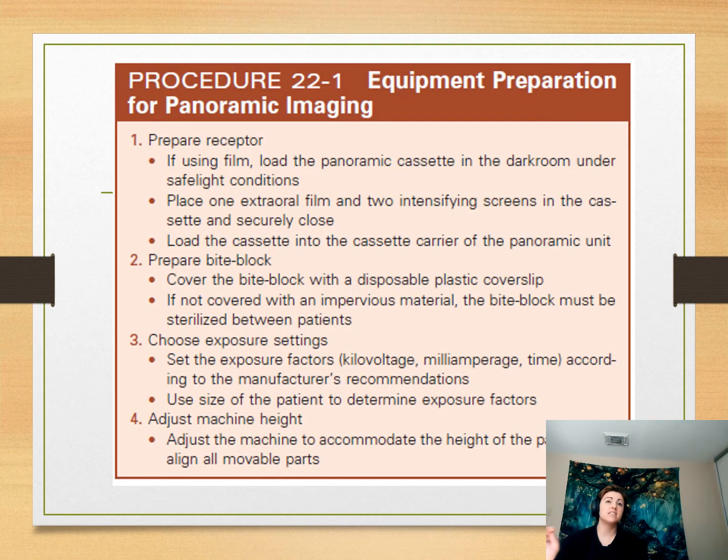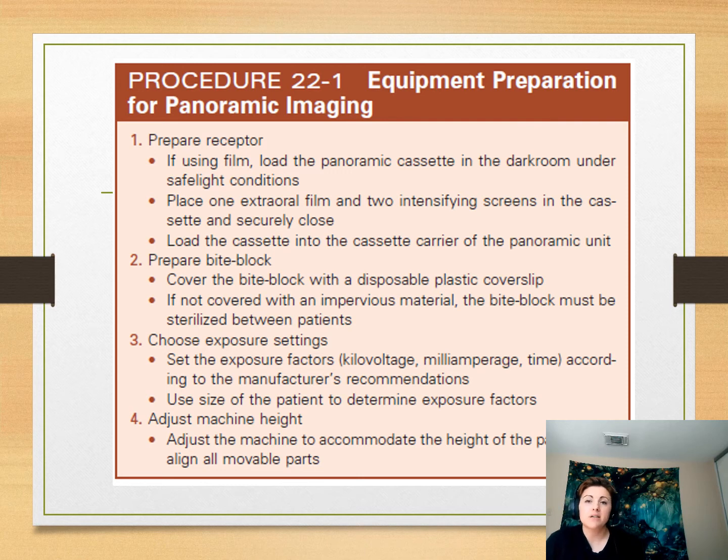Okay, so this is procedure 22-1. You can find it on page 249. And basically we get our receptor ready. We either load our film or we turn on our computer or our digital image, and we load the cassette. If we're using film, we would load the cassette up and we would put it onto the panoramic machine, depending on the manufacturer settings and how you would load the cassette.